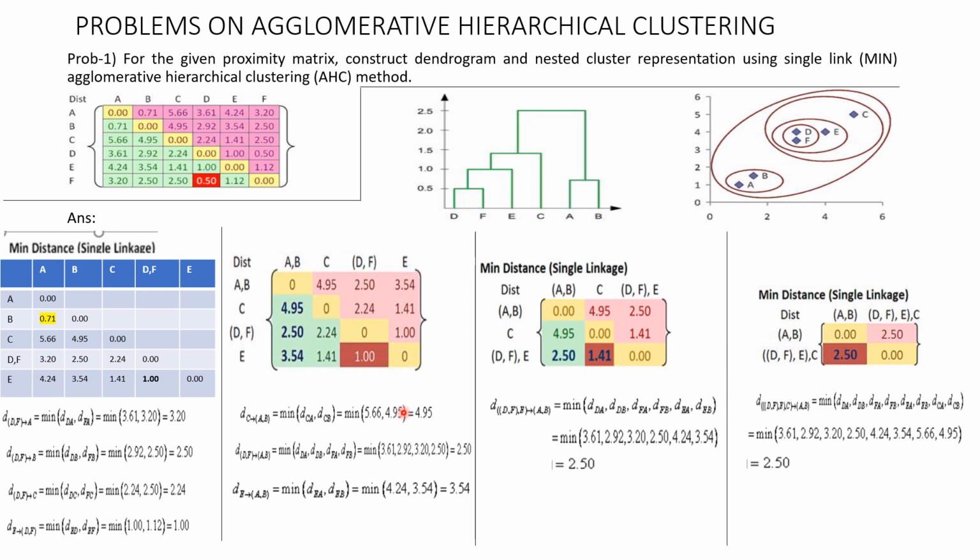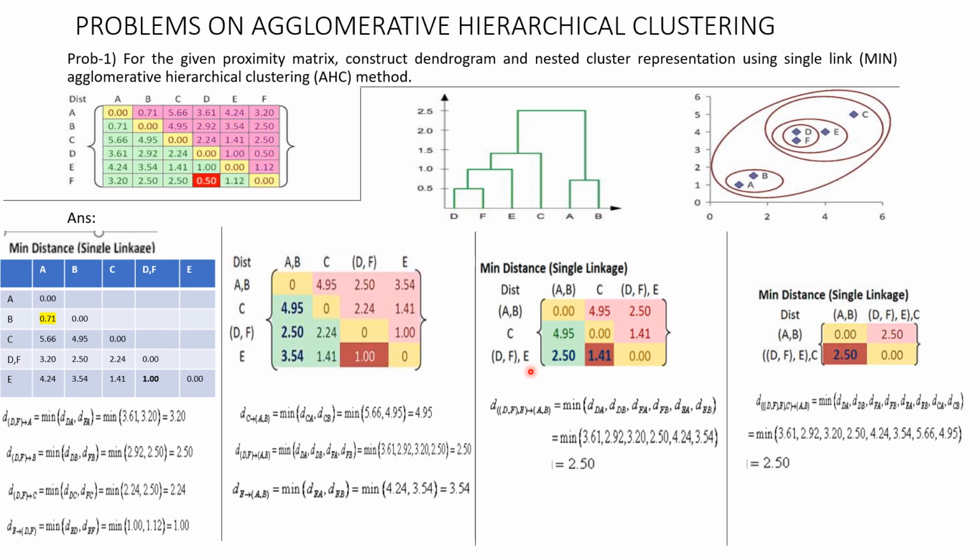Okay. Now again you should find the minimum distance in this. The minimum is 1. 1 corresponds to the points E and D comma F. So you merge E and D comma F. So you'll get D comma F comma E. He has written in alphabetical order. I hope you understood. The smallest one is 1. So you merge the points E and D comma F. You will get D comma F comma E as the new cluster, new group.